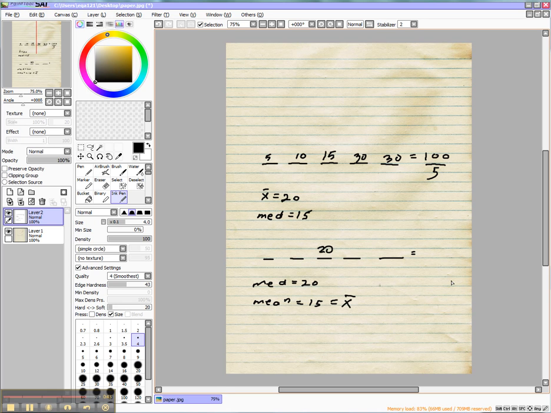I'm running out of time. I would say if you want to solve a question like this, it'd be easier if your mean was 20, just because 100 divided by 5 is 20. I hope that's clear. Don't be stressed out about this problem too much.